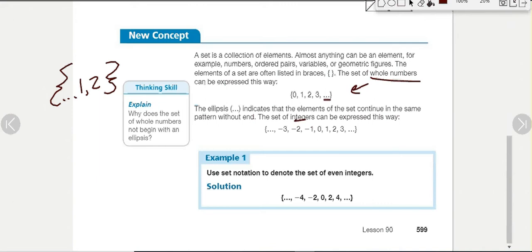Use set notation to denote the set of even integers. So you have to include the negatives, because integers include negatives, but they have to be even. You include 0. And then at some point you decide, okay, well, these go on forever this way, and they go on forever this way. Don't forget your braces, right? And they did it for us. That's all we're doing today.